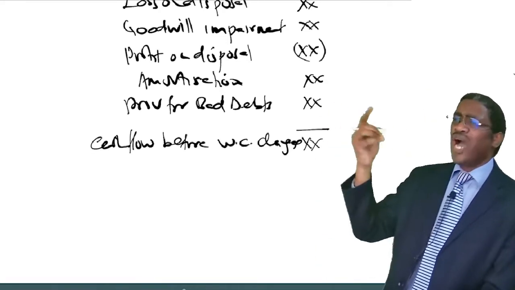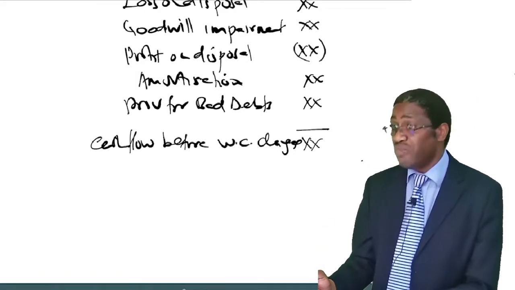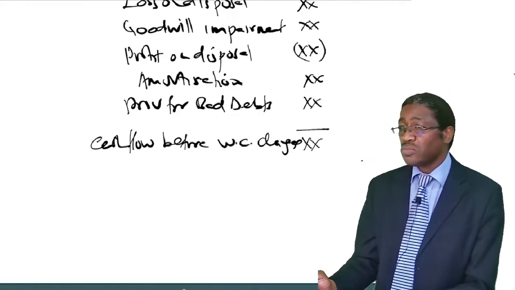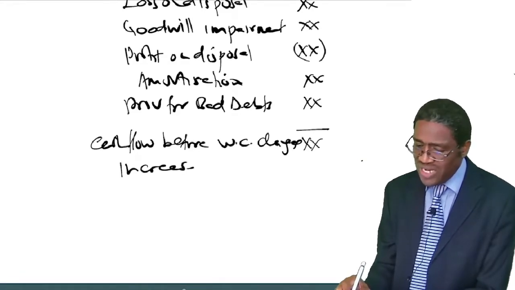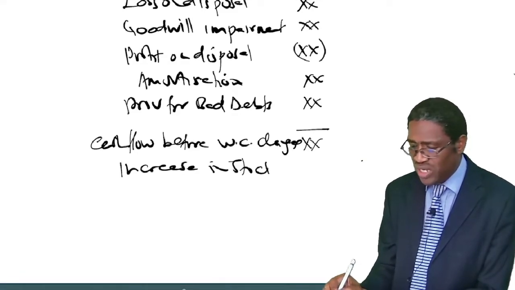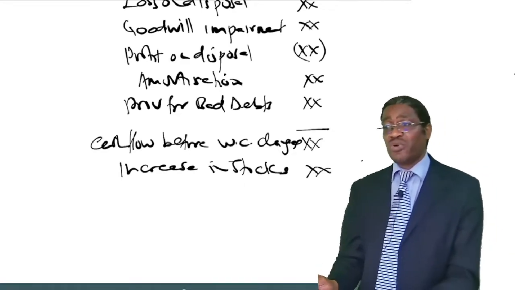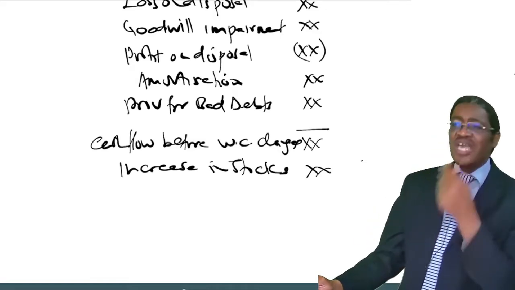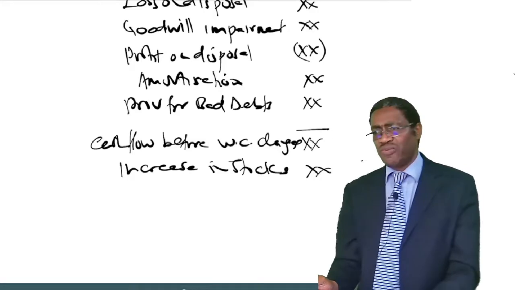Then you now go and implement the working capital changes. I hope you still remember them. What are some of the working capital changes? For example, you could have been told there was an increase in stocks. Were you considering that as an inflow or outflow? In other words, were you taking that amount as a positive or negative? If there was an increase in stocks, is it an inflow or an outflow?